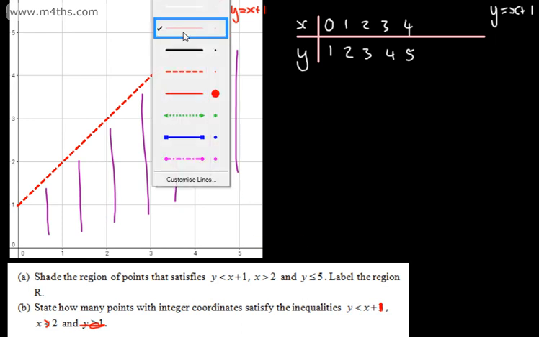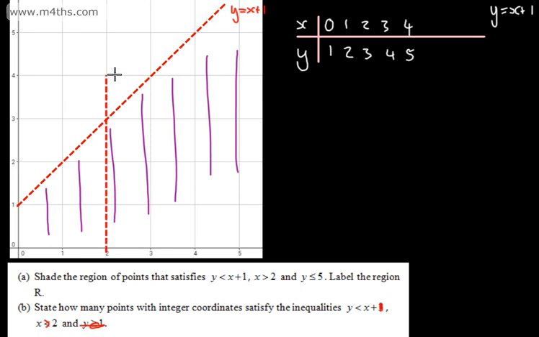Next one, x is bigger than 2. So that's that line right there. So x is going to be bigger than 2, which is going to be to this side of the line. And then we can get rid of this bit now, can't we? And what we also need now is that y is equal to or less than 5. So this is the line y is equal to 5, just there. And we need it to be equal to or less than 5, so it's going to be below this line.